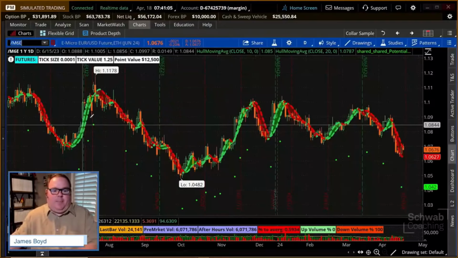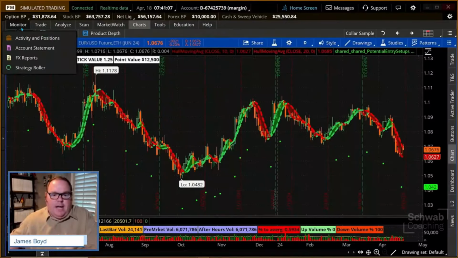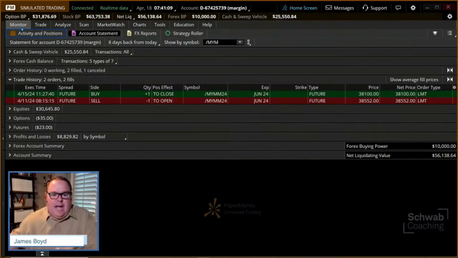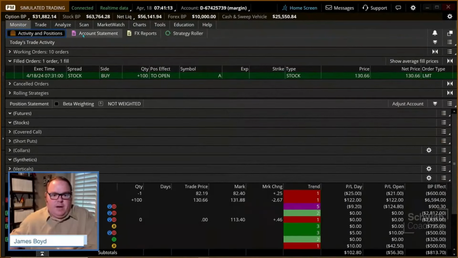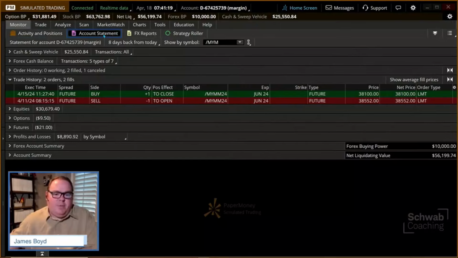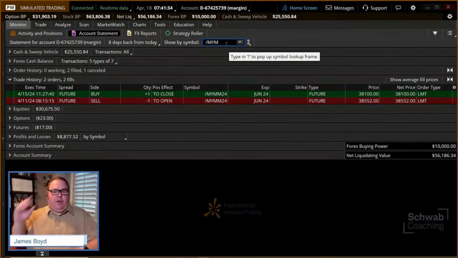And for one of those examples, we're going to go to the monitor tab, and there go to the account statement. I'm just going to say we want to go back to last week, so 8 days ago from today. One of the trade examples was the /MYM, which is really the Dow futures.